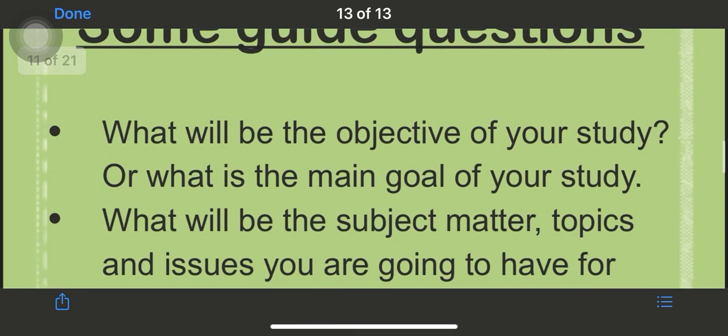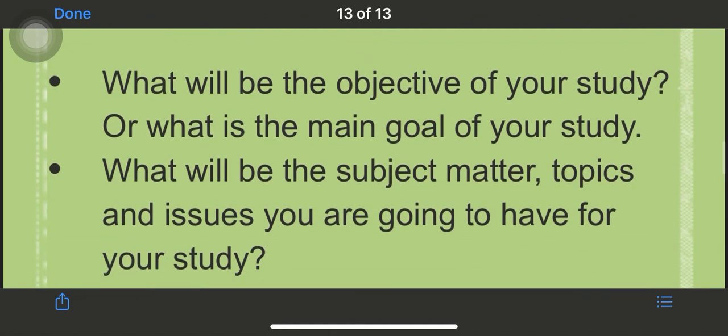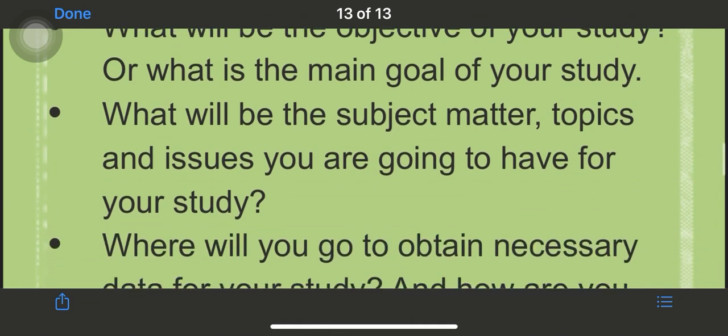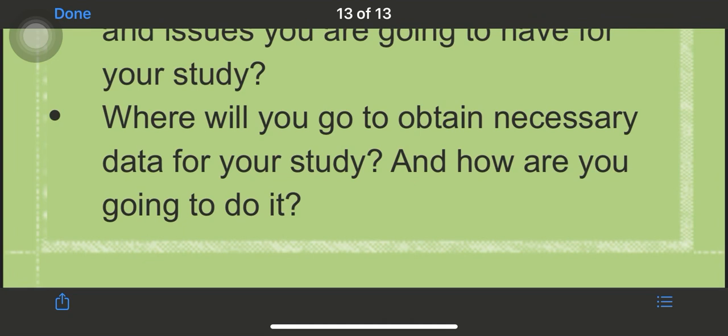Okay, some guide questions to help you out. For the scope, you can ask this question: what will be the objective of your study? Or what is the main goal of your study? What will be the subject matter, topics and issues you are going to have for your particular paper? Where will you go to obtain necessary data for your study, and how are you going to do it? Yun, may scope ka na. Okay? So answer these questions regarding your paper and you would have specifically and concisely stated your scope of the study.